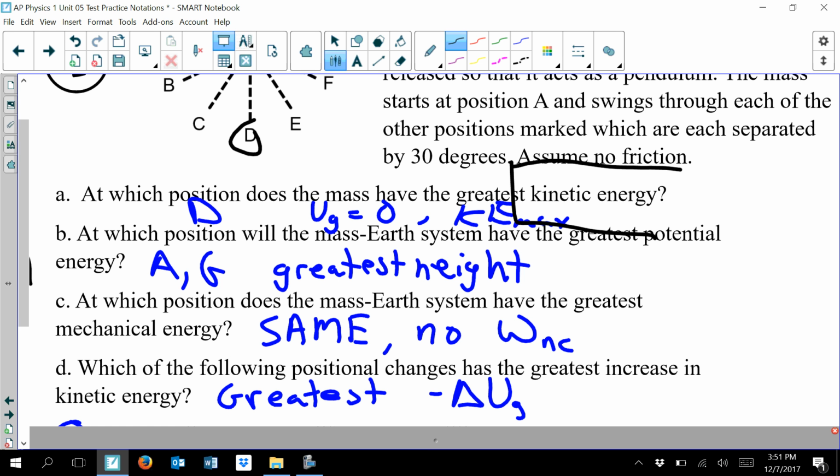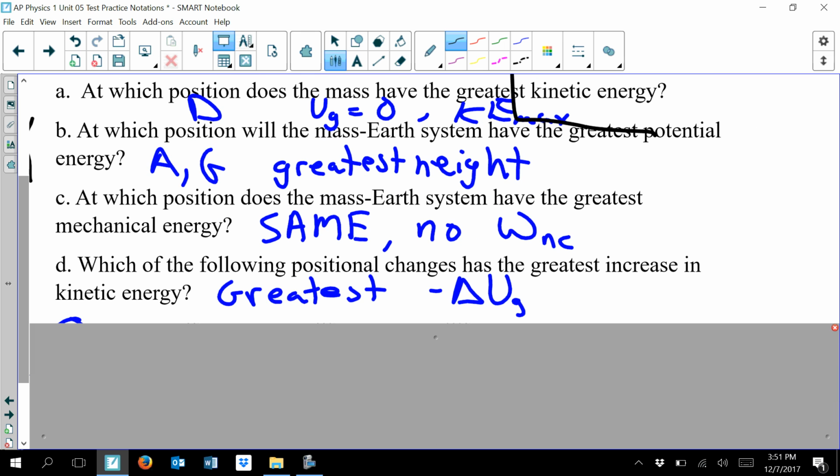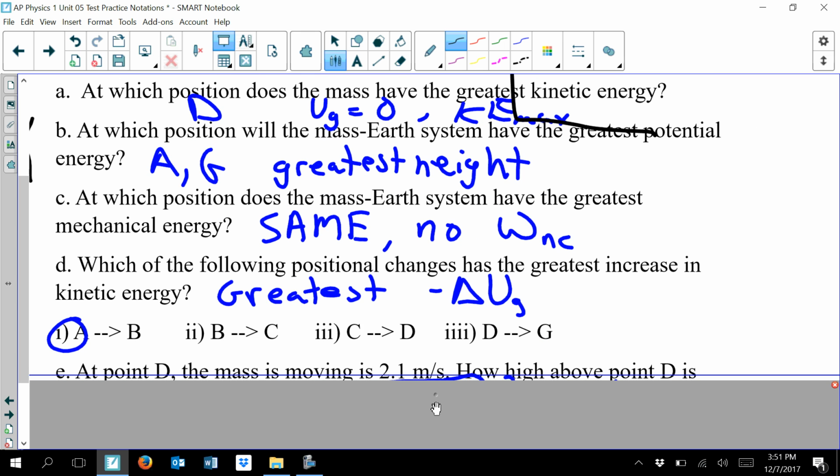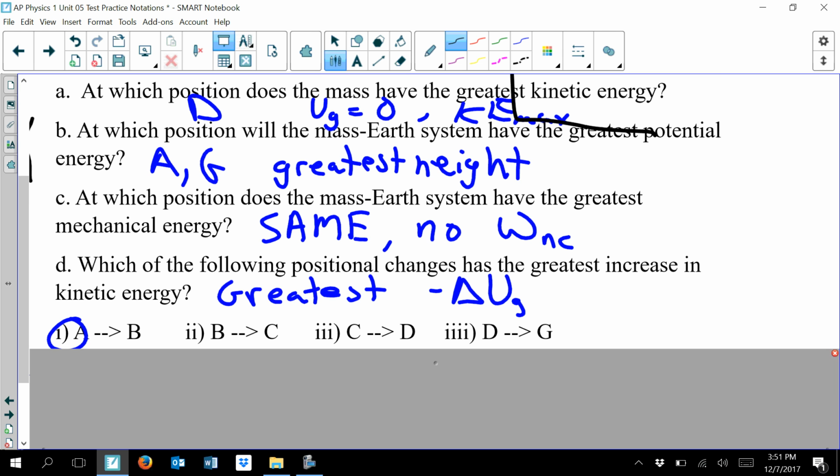And which of the following positional changes has the greatest increase in kinetic energy? To get the greatest increase, I need the biggest negative change in potential energy. So I need the biggest height change, but that height change has to be downward. So D to G is out because that is an upward change. That means I would actually be slowing down, decreasing my kinetic energy.